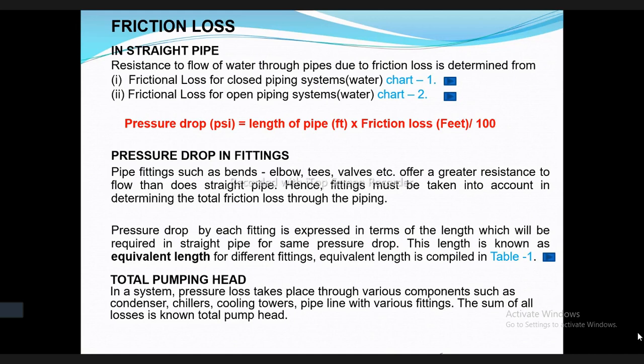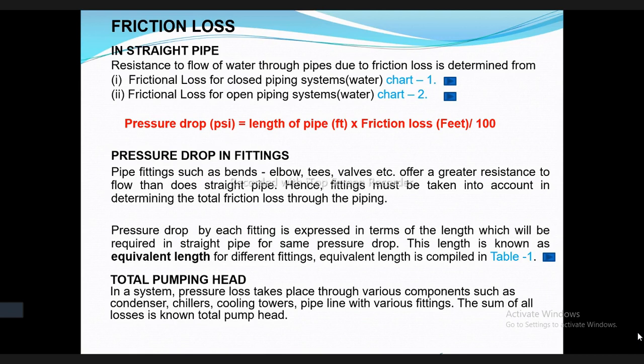Yes, sir. So total pumping head in a system is the pressure loss taking place through various components such as condenser, chiller, cooling tower, pipeline, etc., with various fittings. The sum of all these is known as the total pump head. So now what you're doing is you're pumping water. That water goes through isolation valves, so that will have some pressure drop. Then there will be a NRV. NRV is what? Non-return valve.